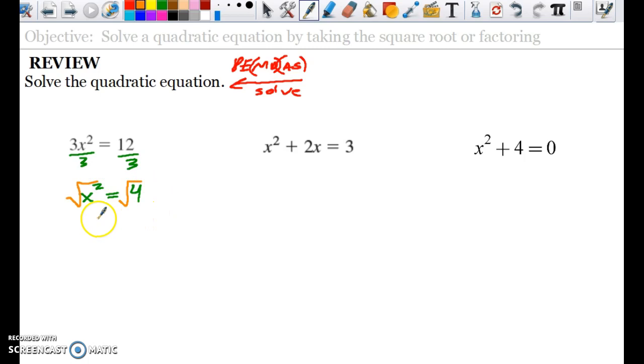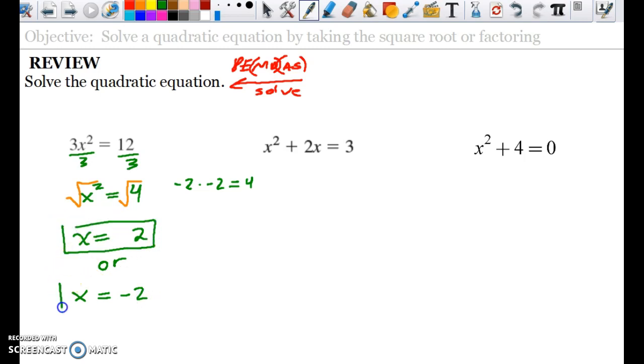Now, a lot of you incorrectly do this. A lot of you will take the square root and just get one answer. You'll get x is 2. But really, who's to say that negative 2 times negative 2 doesn't also equal 4? So I have x equals positive 2 or x equals negative 2. A quick hint: if you have something squared in your equation, you typically are going to have two answers.